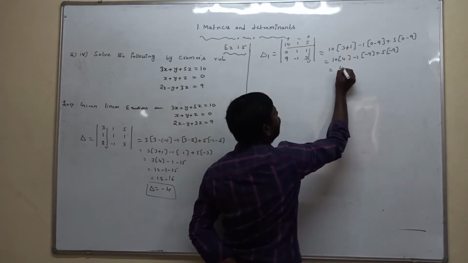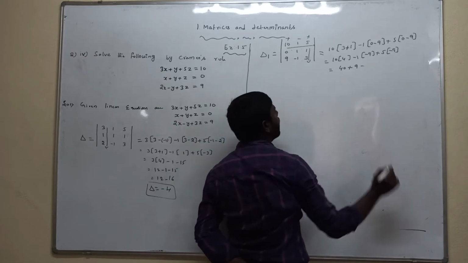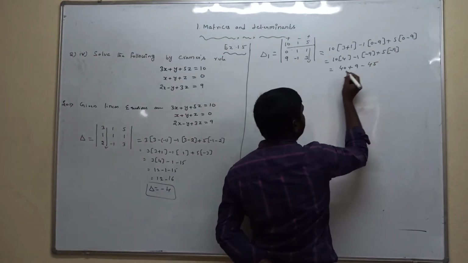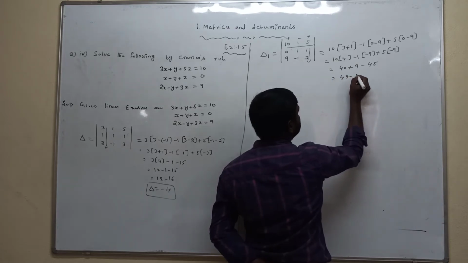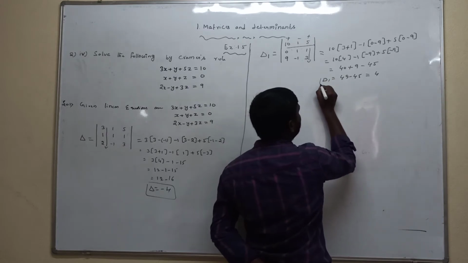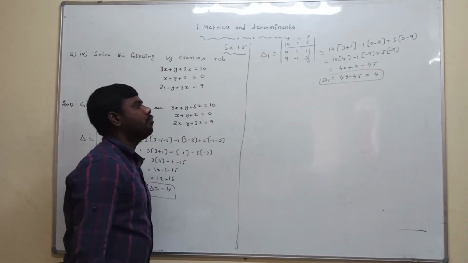10 into 4, 40. Minus into minus, plus 1 into 9, 9. Plus into minus, minus. 5 into 9, that value is 45. So we get 49 minus 45, that value is 4. So delta 1 value you got 4 only.